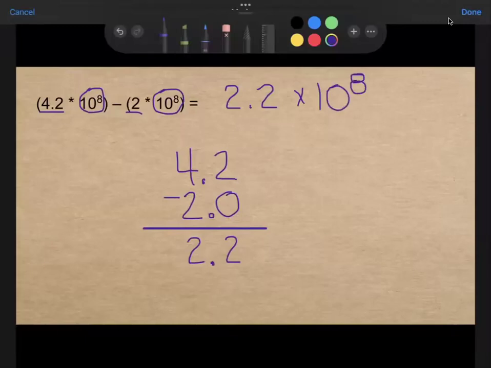Now, sometimes when you use this trick, you end up with an answer that needs a little bit of adjusting for proper scientific notation, and we will get to that further in the video. But for now, this would be our answer, 2.2 times 10 to the 8th power.